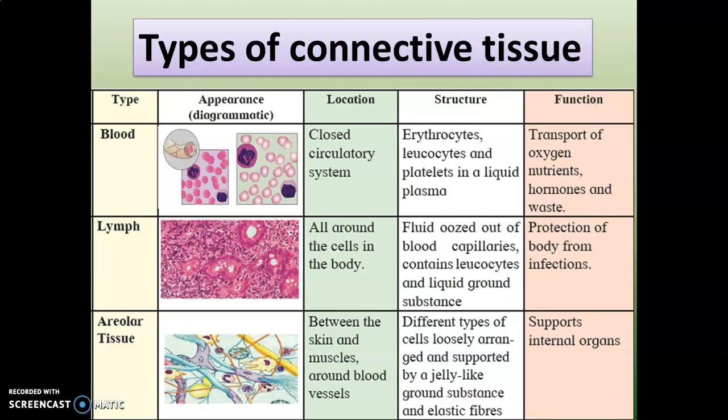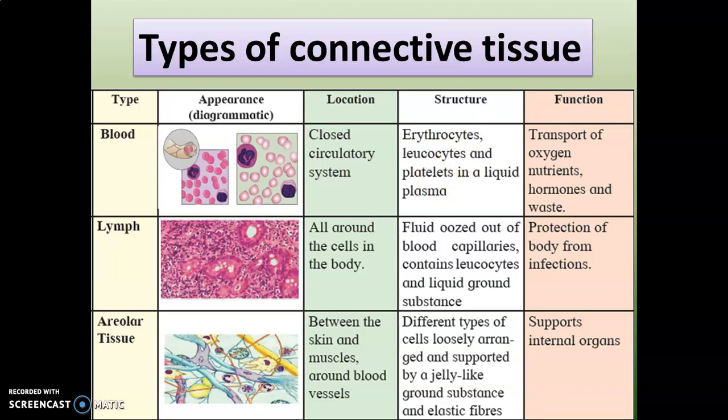Now, moving further to various types of connective tissue. You all know that the most important connective tissue of our body is blood. Okay, so this is a connective tissue. It is present in the closed circulatory system. We have a circulatory system that does the function of circulation of various substances to various parts of the body. Then we have the structure: erythrocytes, leukocytes and platelets in liquid plasma.